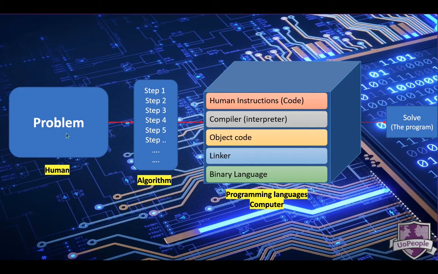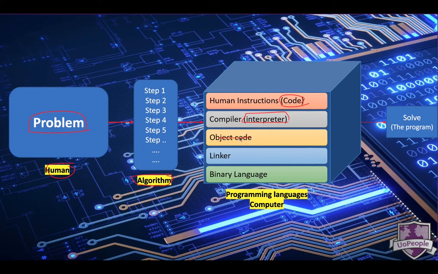Here we have the problems that we define as humans. Then we have the steps that we call an algorithm. After writing our steps, we go to the computer and, using a programming language, enter our human instructions, which we call code. Then when you click run, it goes to something called a compiler or interpreter. In this course we use Python, so we call it an interpreter, and we will see the difference between Python and the interpreter in the next lesson.